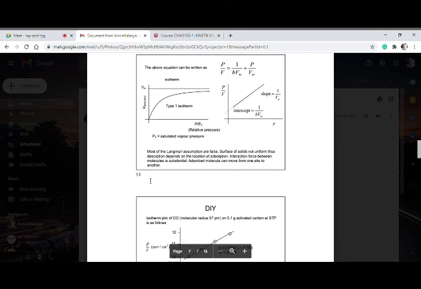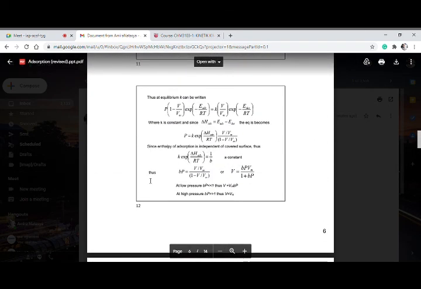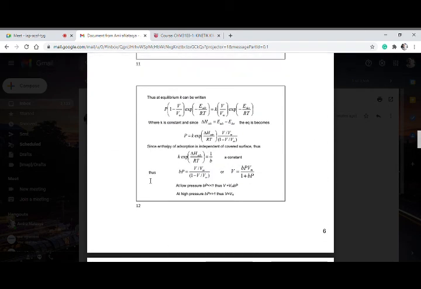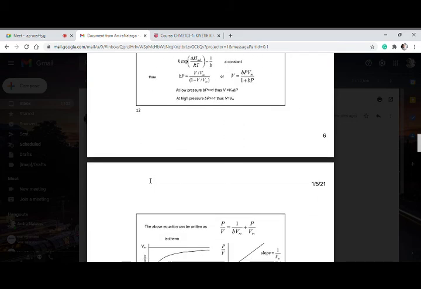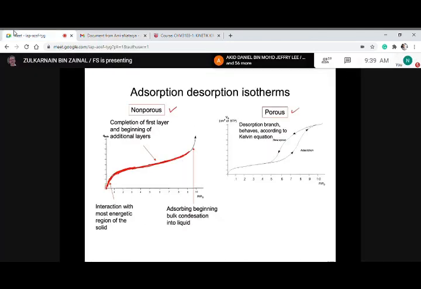So then it will start doing the first layer. This is where the first layer occurs, and after that, this adsorption also starts doing the second layer, third layer, and so on. Meaning the multi-layer adsorption starts occurring at this stage also.